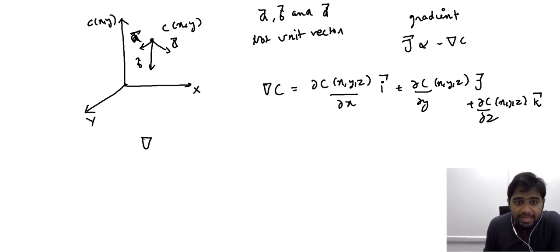Now the magnitude of the gradient along the A direction is the length of the A vector.